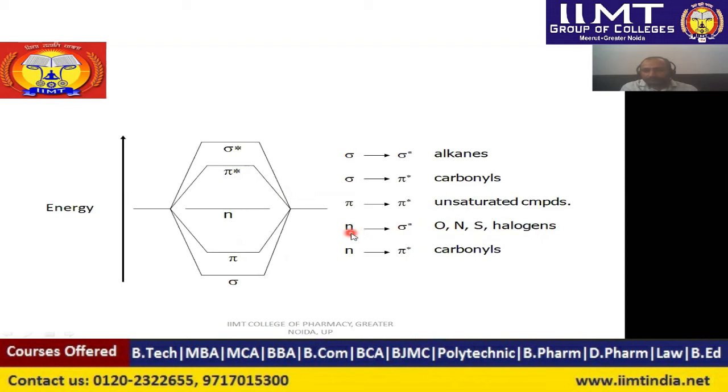And in case of halogens, oxygen, nitrogen, sulfur, which have lone pairs of electrons, the transition will be from n, that is the unoccupied atomic orbital, to sigma star. Okay, and similarly in case of carbonyls, there will be the transition from n to pi star.